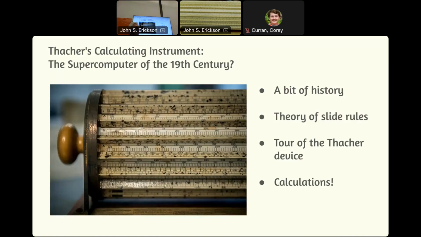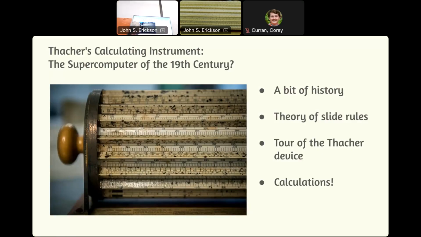This is my personal device, which I've owned for about a year. RPI archives have two of these in their archives, in addition to Edwin Thacher's papers.